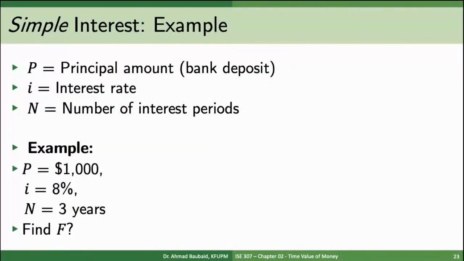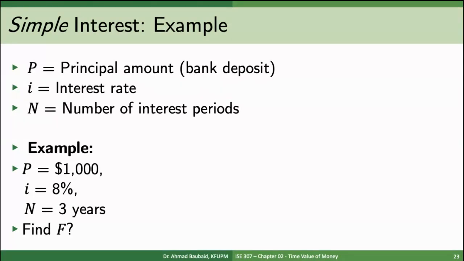Here's finally an example with numbers. And so the first example is on simple interest. And so you have P, which is the principal amount. So let's say this is a savings account. So you're going to deposit money in the bank, and the bank is going to invest it for you, and it will give you some interest rate I.